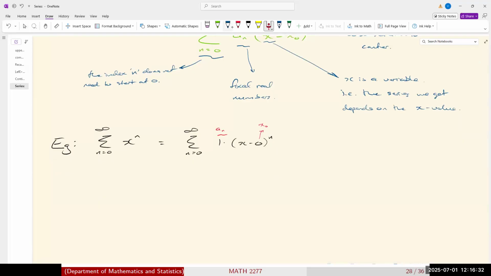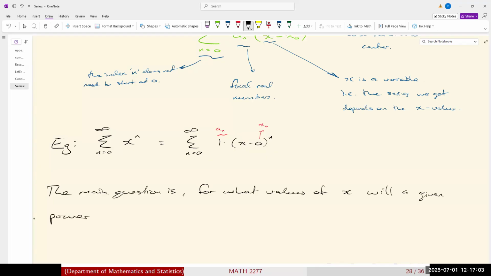So the main question is: for what values of x will a given power series converge?